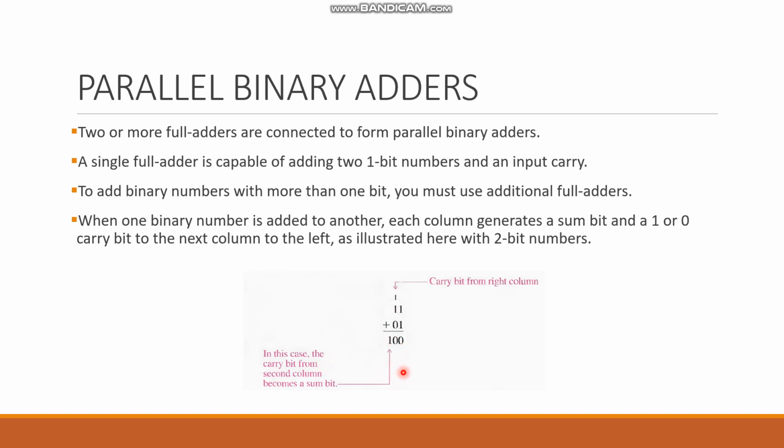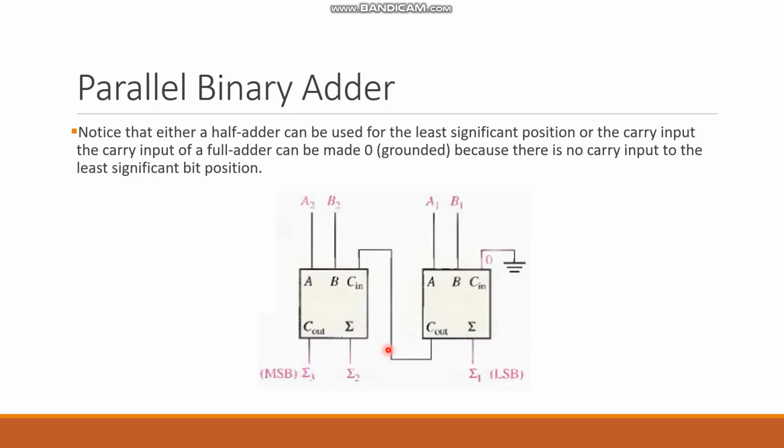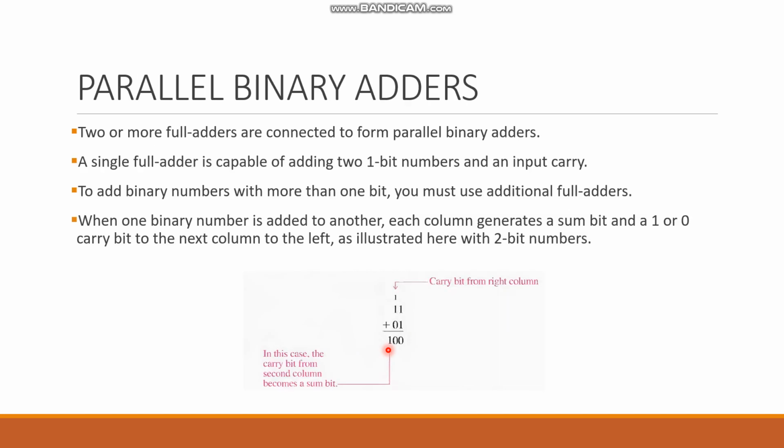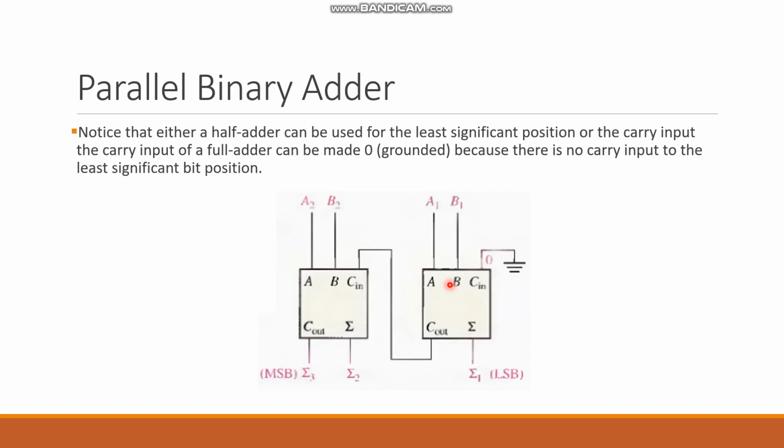Okay, so the last carry is going to be considered as a bit of the result. If you convert the previous example using the circuit, what happens? Look, in this case, 1 plus 1, do we have any carry? No, so the carry in is going to be 0.